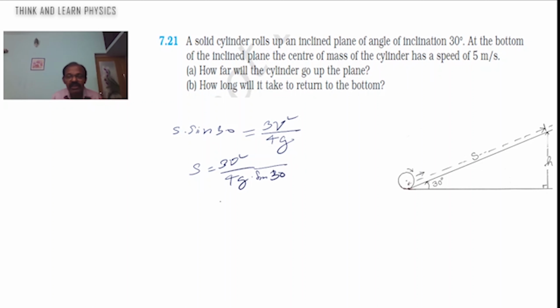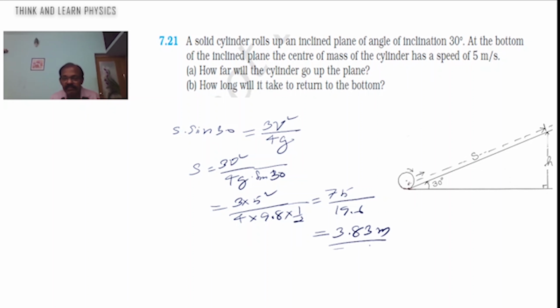Now substituting the values, we get this is equal to 3 into 5 square divided by 4 into 9.8 into 1 by 2, or this will be equal to 75 divided by 19.6. Calculating this, we get 3.83 meter. So this is the distance up to which the cylinder rolls up.